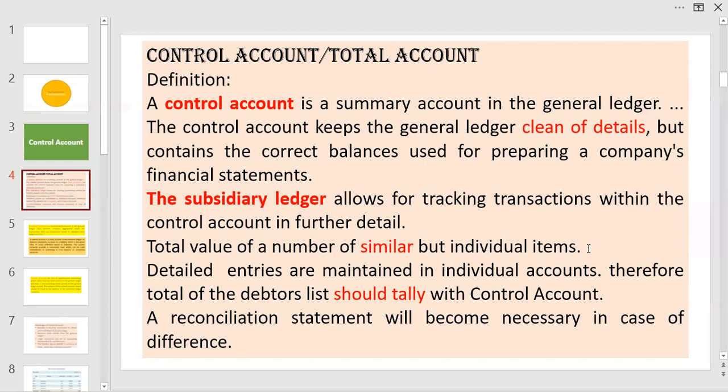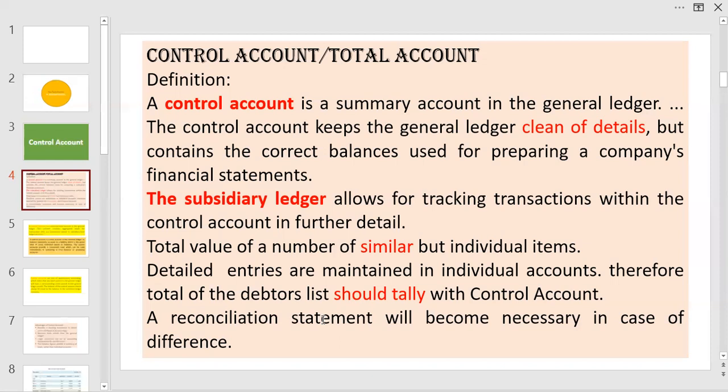Since two sets of accounts are being maintained, in order to ensure accuracy, both have to be tallied. Therefore, they take the list of accounts from the subsidiary ledger and tally it with the control account balances. In case of differences, reconciliations are made and corrected.